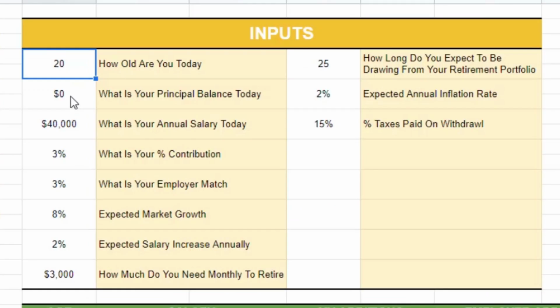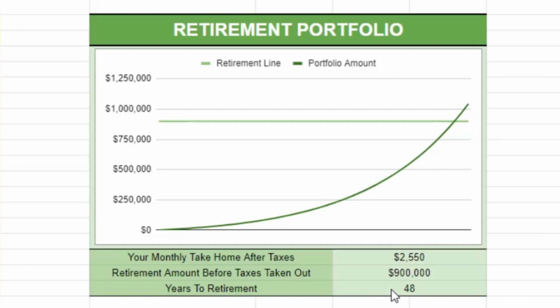So what does that mean? You have to increase your contribution. So let's say we want to retire around 60. Actually, that would be 68. You would retire at 68.